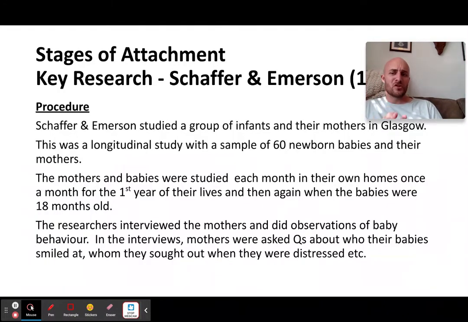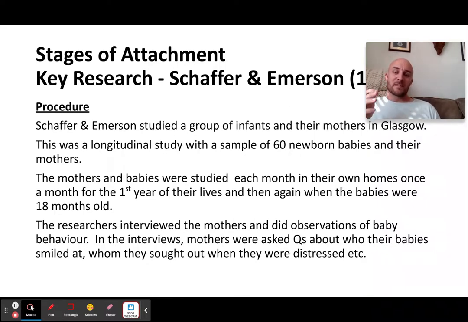But you also need to know Schaffer and Emerson's piece of research. So 1964, mid-60s, free love and all that. Schaffer and Emerson did a study in Glasgow in Scotland. This is a named piece of research, by the way, so you do need to know this. It's a longitudinal study, so they studied the same people for a long time, tracking their development.